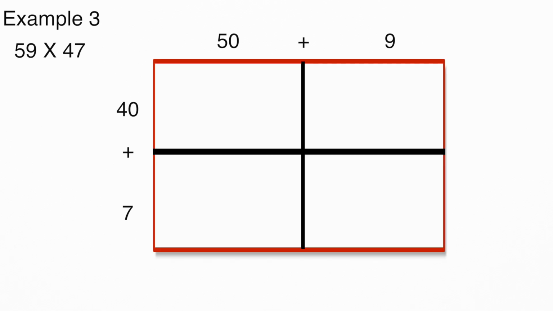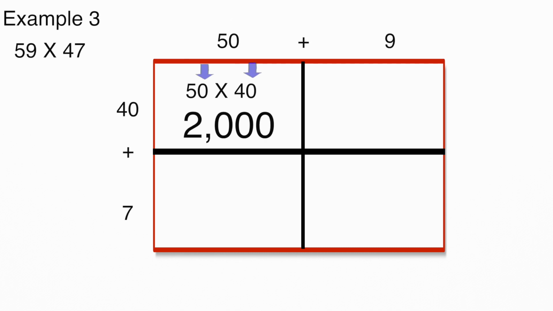Let's look at our final example. Here I have 59 times 47. My first step is to write my numbers in expanded form, so I write 50 plus 9 and 40 plus 7. Now I can go ahead and write my problems inside the boxes. Here I have 40 times 50, so I start to multiply. 5 times 4 is 20, and I add my 2 zeros.